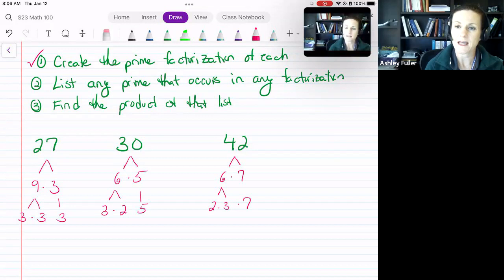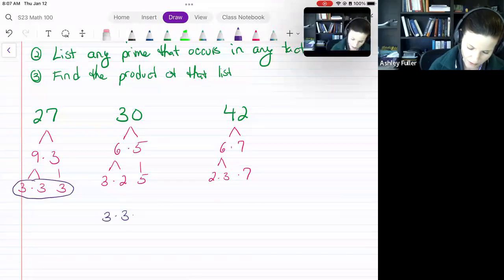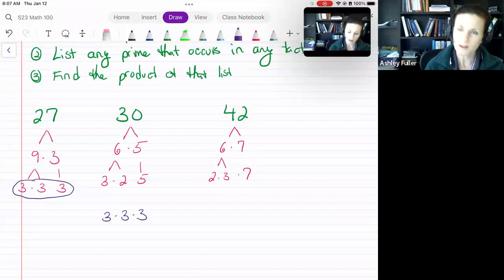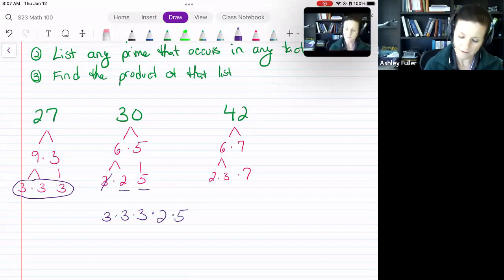Now we're going to list any prime that occurs in any factorization. Well, 3 occurs here 3 times, so we must list 3 three times. When we look at 30, we've already listed 3. We have not listed 2, and we have not listed 5. And finally, when we look at 42, we've already listed 2, we've already listed 3. However, we still need 7.